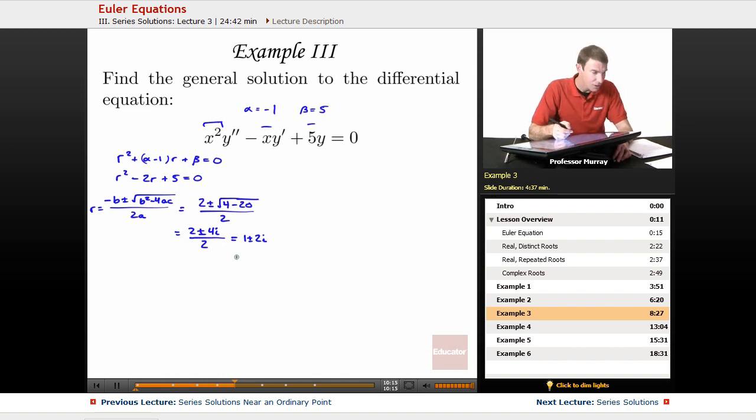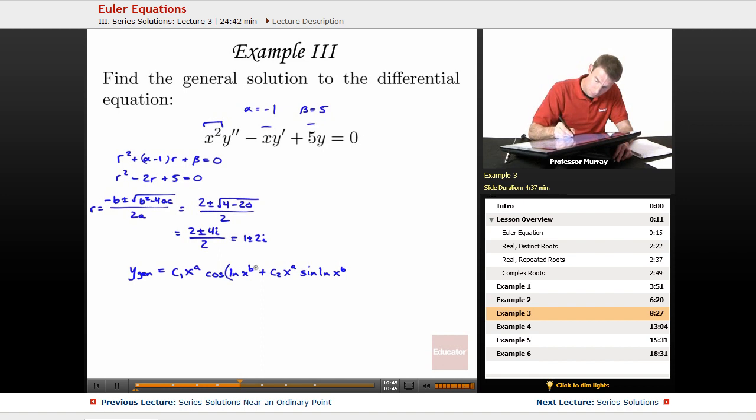Now remember, we had a generic solution formula when you have complex roots. Let me remind you what that was from the lesson overview at the beginning of class: C1 x to the a times cosine of natural log of x to the b, plus C2 x to the a times sine of natural log of x to the b. You could also use your natural log rules and write this as b natural log x inside. That would be okay if you like that better.